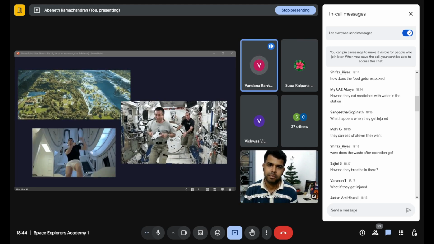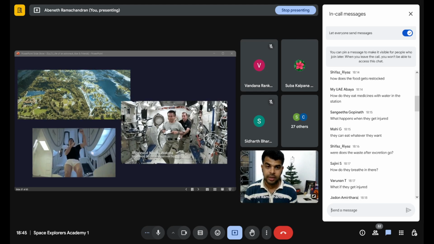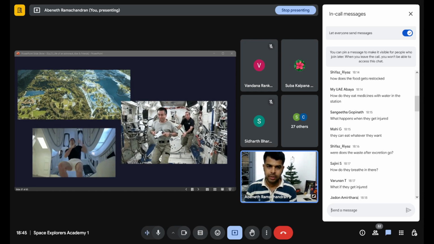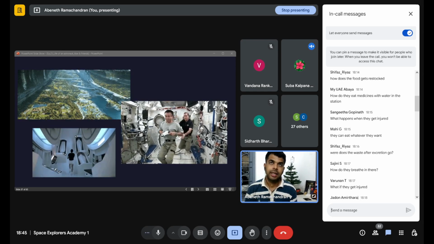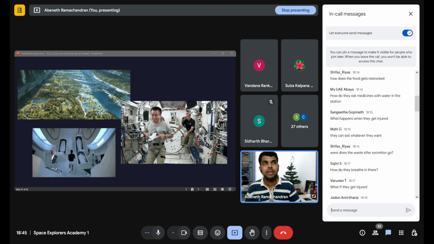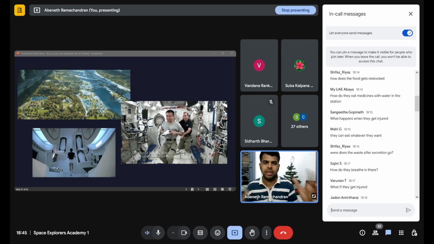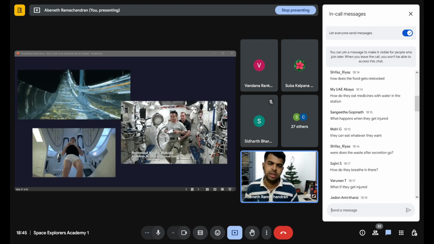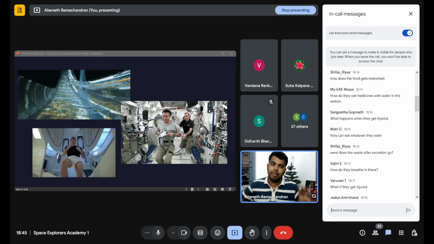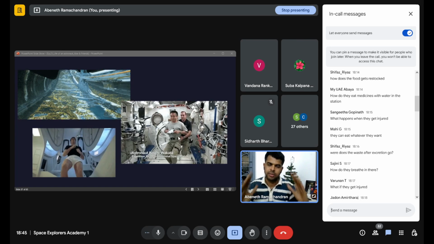How much heat will be produced while launching? Okay, that is a very tough question. Heat is generally very high. It is around 800 to 1200 degrees, almost 100 to 200 times higher than the normal temperature on the Earth's surface. So it's a very big metal composite. Metal composite is used for funneling the rocket engine.